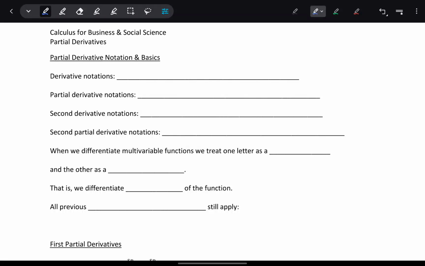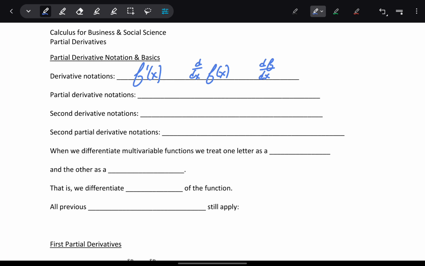Before we get into finding partial derivatives, which will be the derivatives of multivariable functions, we want to cover some notation and talk about how this relates to previous topics we've already covered. So we already have the derivative notation, f prime of x, which we could also rewrite as d over dx of f of x, or df over dx. All of those mean exactly the same thing.